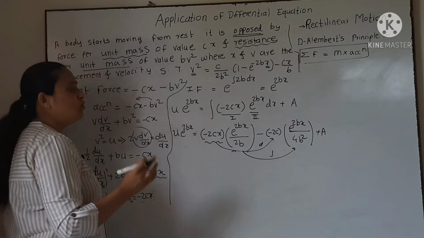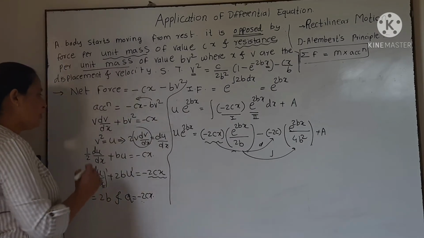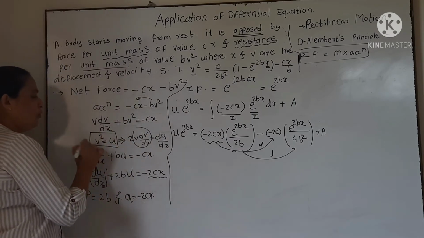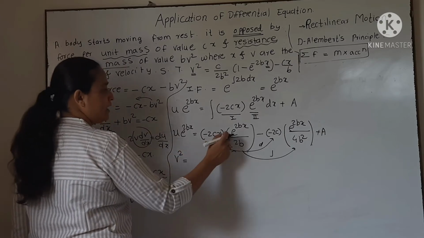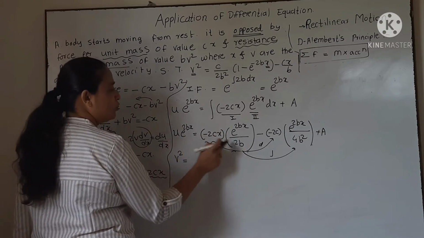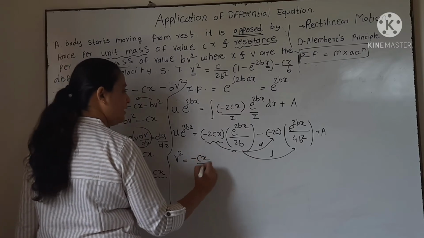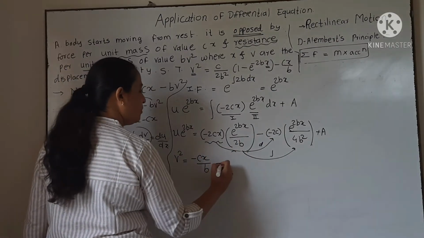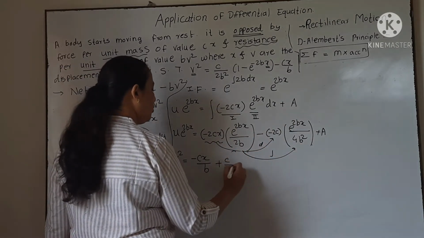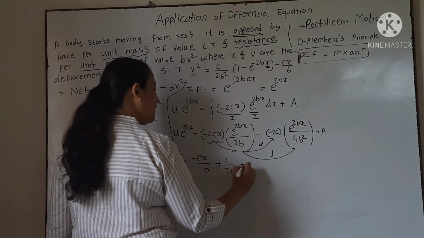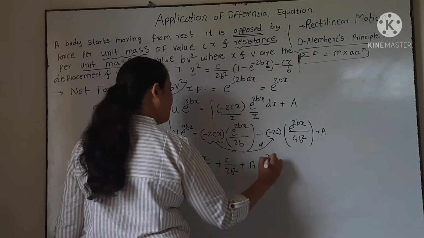Now we will divide throughout by e raised to 2bx and substitute the value of u. What is your u? u is equal to v square. So you will get v square equal to, e raised to 2bx will get cancelled, 2 will get cancelled, what is remaining? Minus cx upon b, minus minus plus, e raised to 2bx will get cancelled, c upon 2b square, plus a into e raised to minus 2bx.